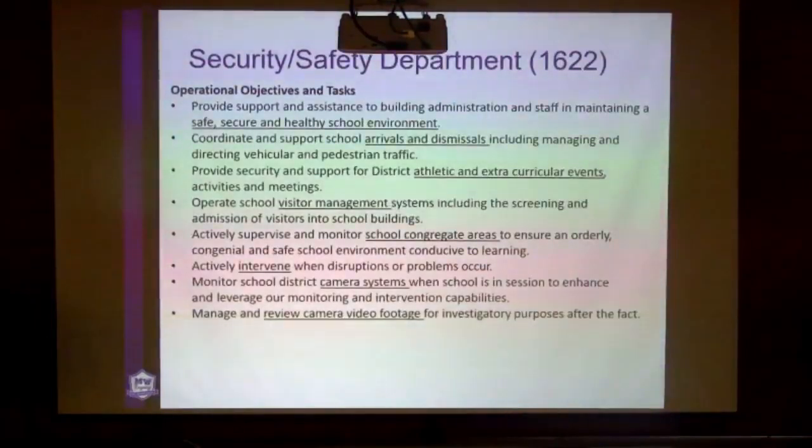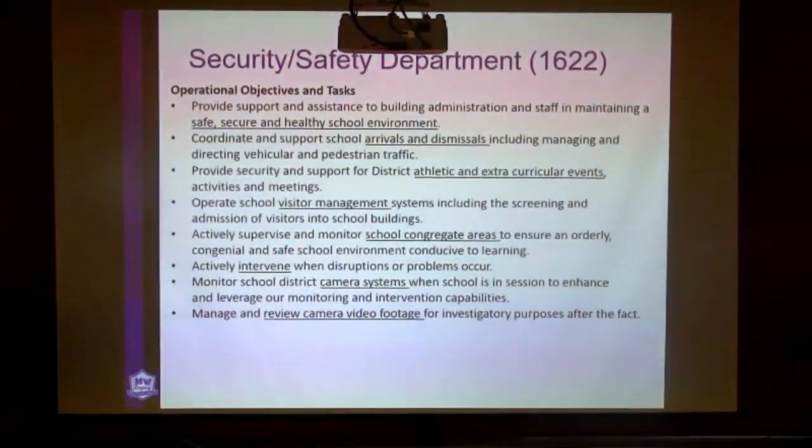So we've looked at some of these. These are your operational objectives and tasks associated with the security department. Basically, they're there to support and assist building administration in providing a safe, secure, healthy school environment for students and staff. They manage and assist with arrivals and dismissals. They help out and provide support with athletic and extracurricular events. They operate the visitor management system, including screening visitors and monitoring and tracking visitors.